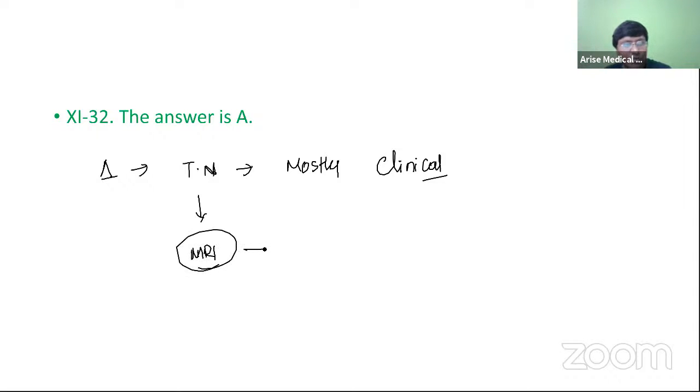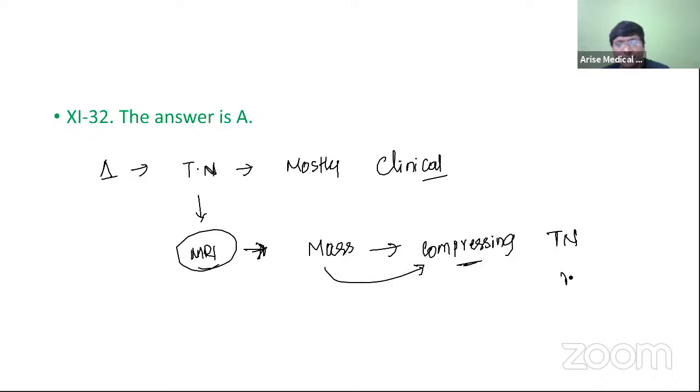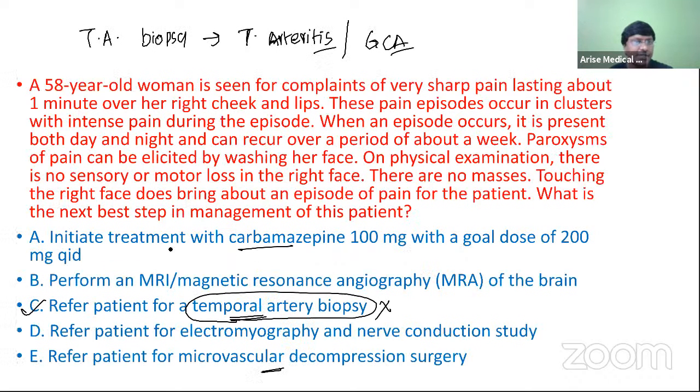Why? In order to look for any mass that is compressing the trigeminal nerve root. That is the purpose why you need to do MRI. So that completes it. You have to do MRI, but in this patient, what is the next best step in the management?